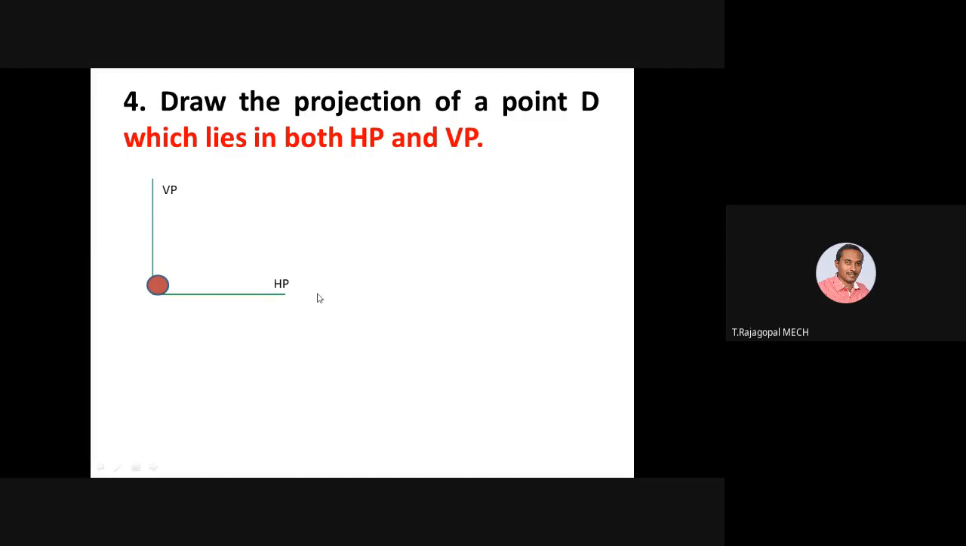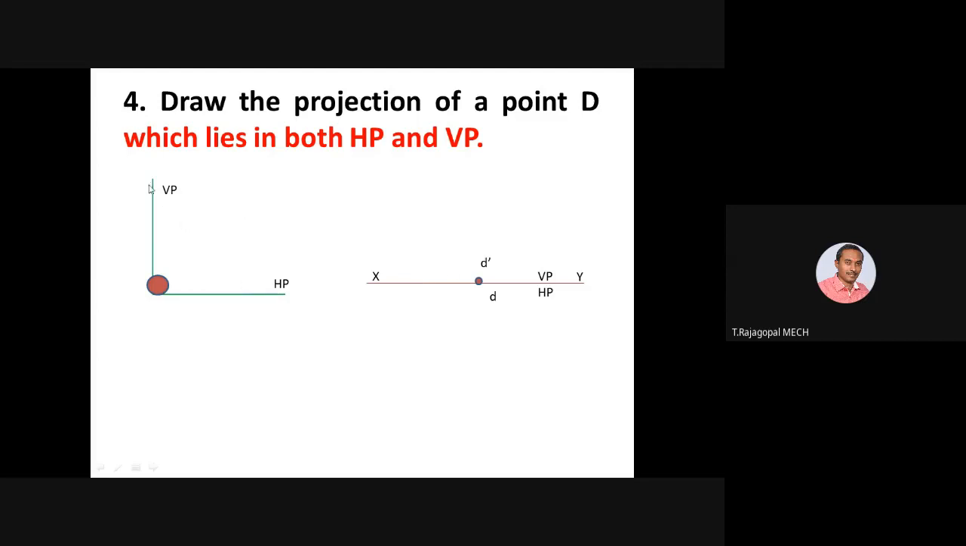How are we supposed to represent it? Now you see, the front view should be located on the vertical plane, above the XY line, as D dash. The top view is projected on the horizontal plane. Here it is the horizontal plane, that's why it is below the XY. It's denoted as D.